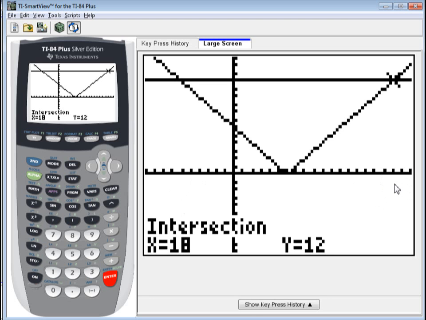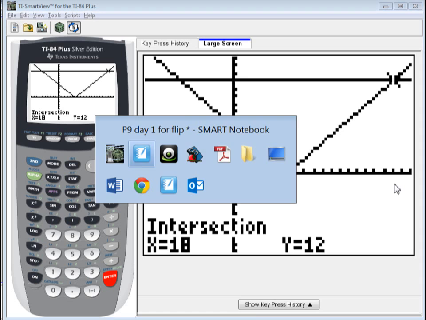So we'll get into that more tomorrow, but that gives you a little taste of how to use your calculator to answer some questions, and that's all for today. Thanks.